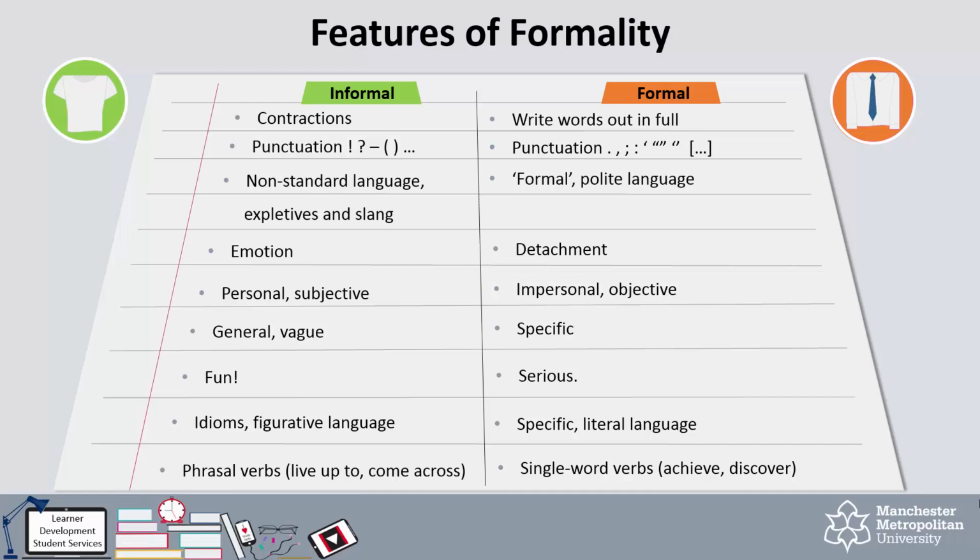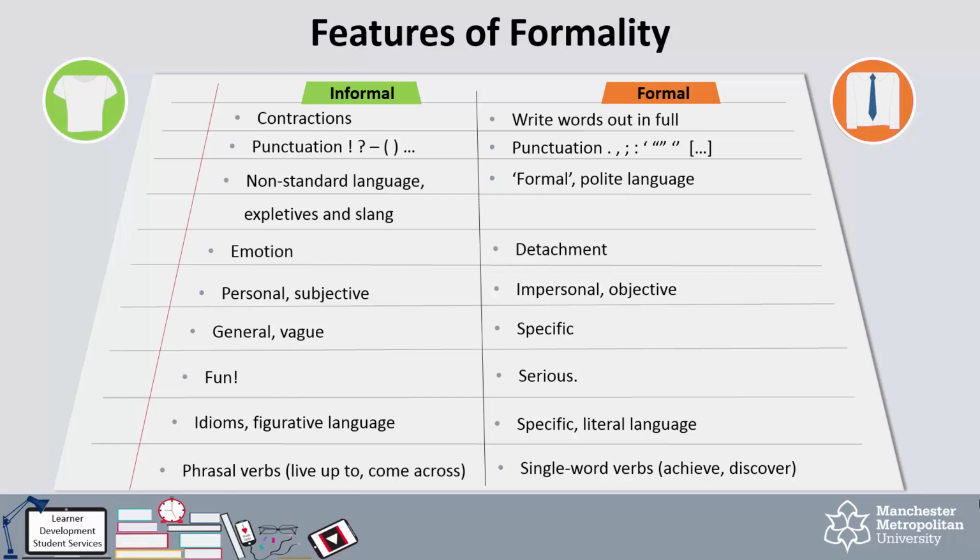Non-standard language, such as colloquialisms and slang, are generally not suited to academic writing. However, there are a few clear-cut rules about what makes language formal. Therefore, it's a good idea to read formal texts, such as academic journals and books, to see what kind of language is better for academic writing.